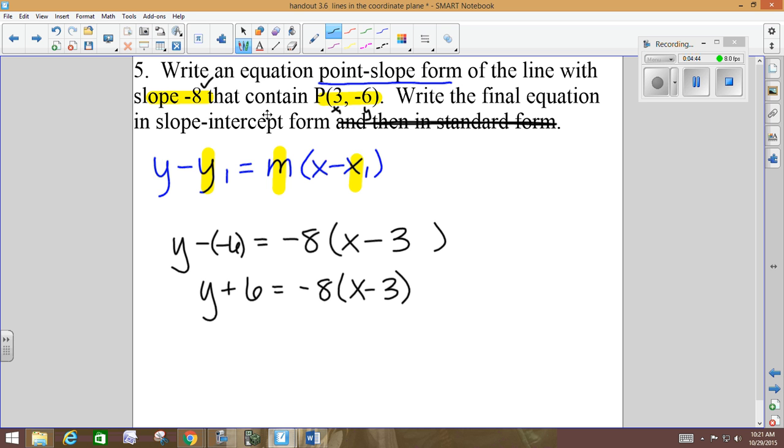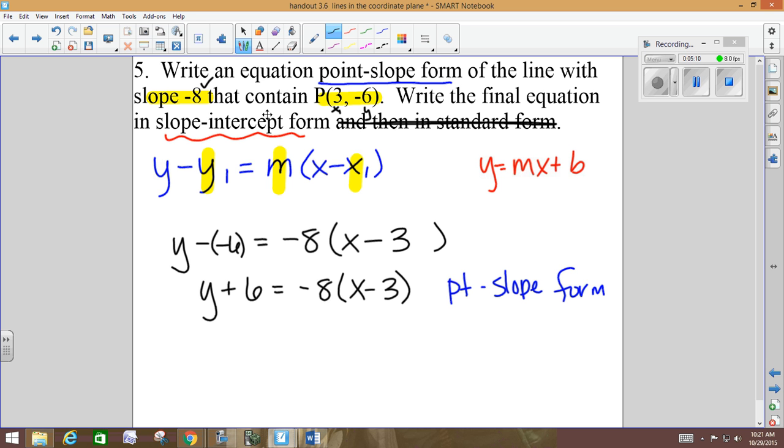Because point slope form is y minus y1 equals m times the quantity x minus x1. This is point slope form. But then it says to put it in slope intercept. What's slope intercept form again? y equals mx plus b. So what do I need to do to this equation here in black to get it in slope-intercept form?